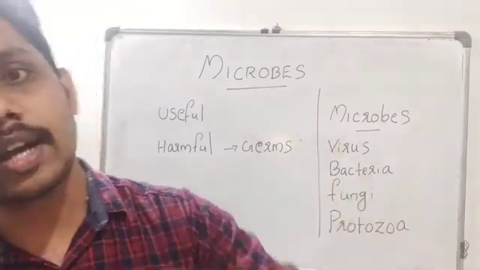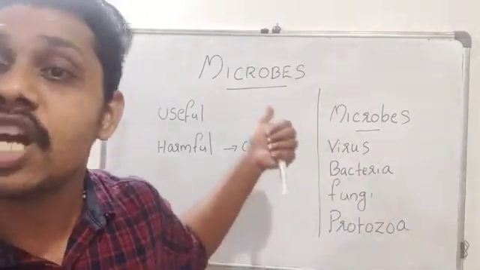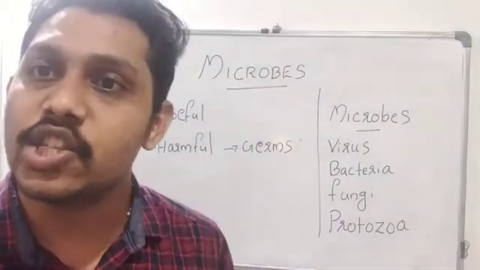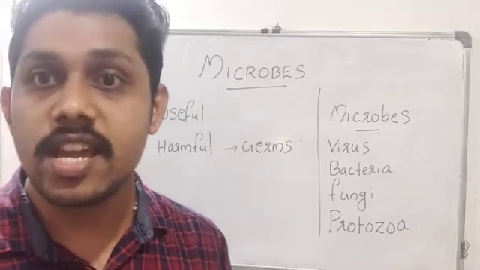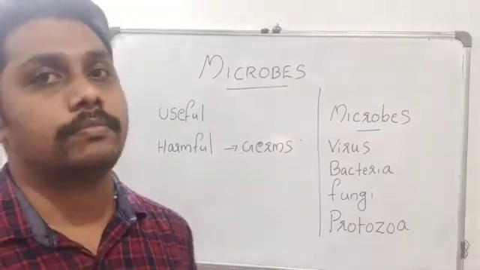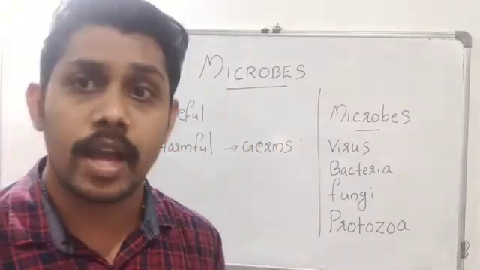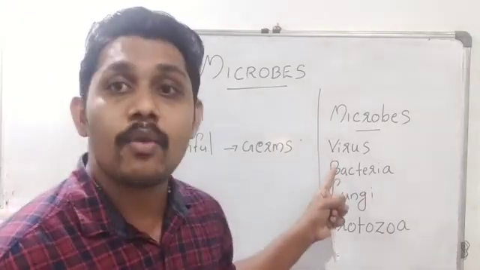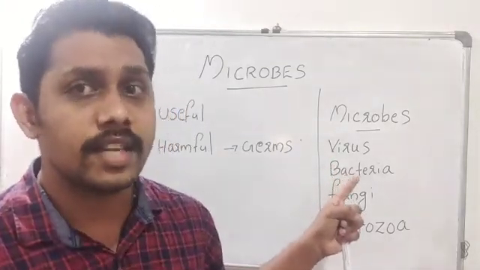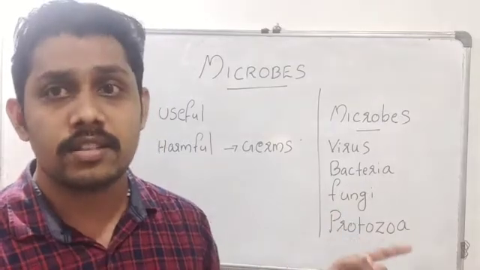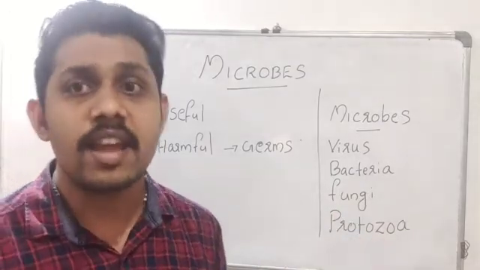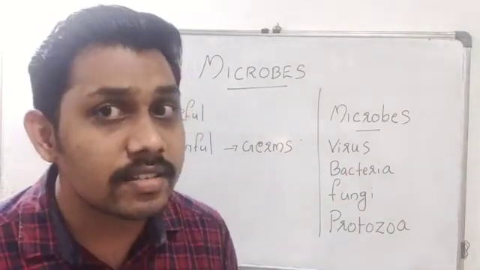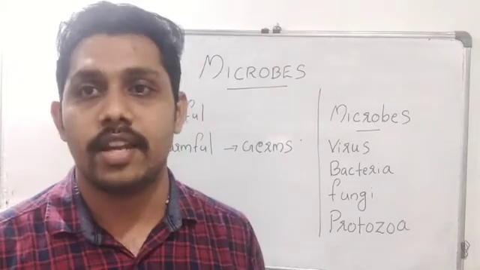Okay. So there are two kinds of microbes. That is what? Useful and also harmful. Harmful microbes are called germs, G-E-R-M-S, okay? Now, there are four types of microbes. First one, virus. I have already mentioned that virus. In the present situation, we are facing a pandemic, isn't it? That is due to a virus. Which virus is that? The virus COVID-19, okay?